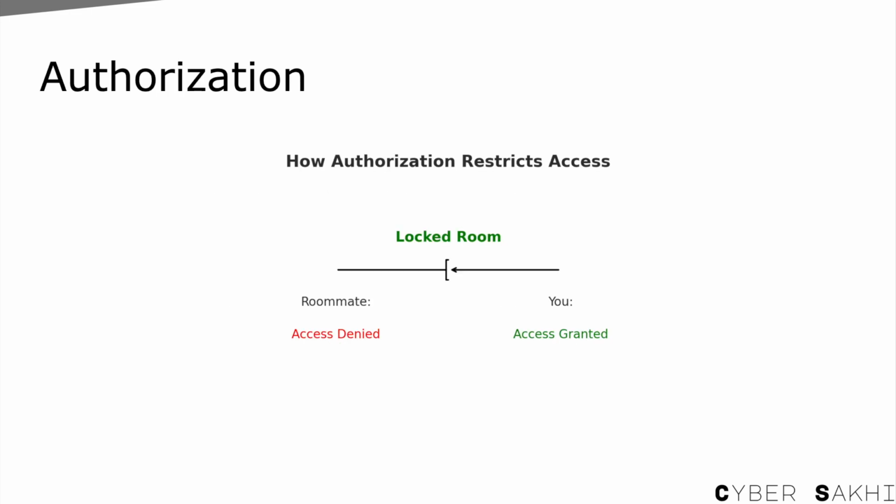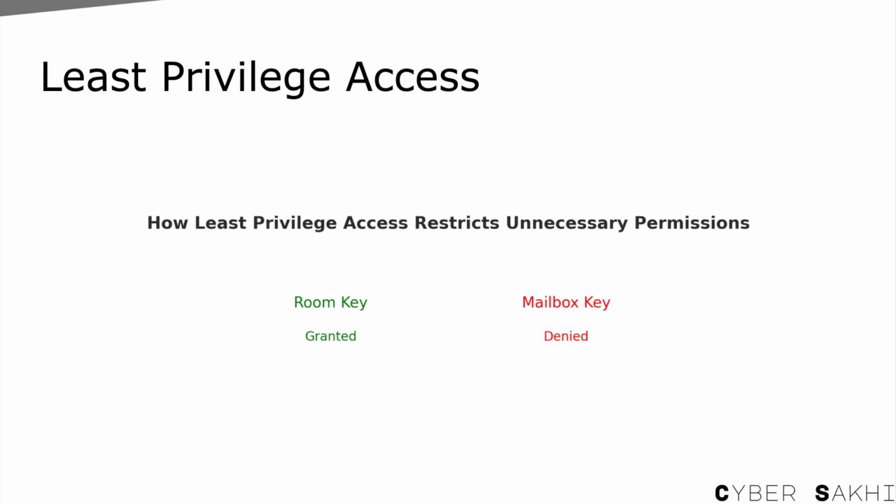Authorization: imagine your roommate tries to access your locked room and rearrange your stuff. Your roommate should not be able to do so. Authorization ensures only you, the room's owner, can make changes to your space. It is giving access to the resources to only the authorized users. Least privilege access: if you let your roommate borrow your keys to your room, you wouldn't give them the key to your mailbox too, right? LPA ensures users only get access to what they need, like the front door key, but nothing more.